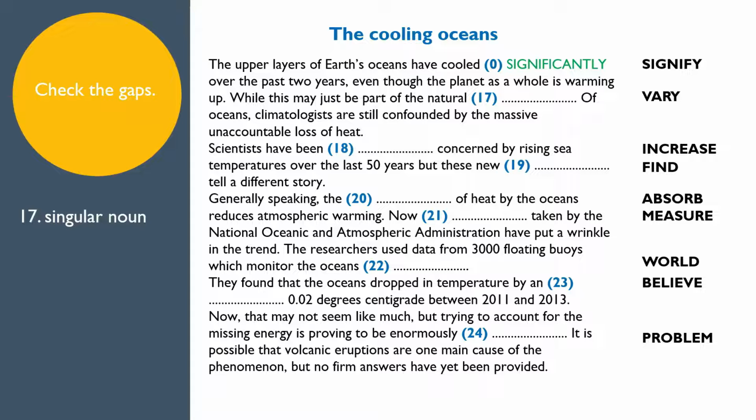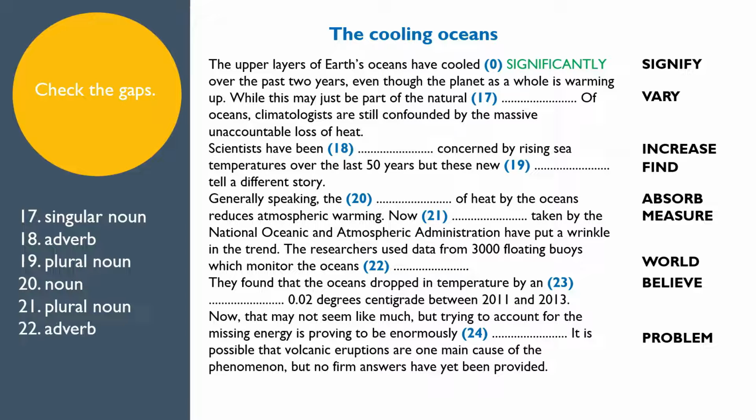So 17, we need a singular noun. 18, an adverb. 19 is a plural noun. 20 is a noun. 21, another plural noun. 22, an adverb. 23, an adjective. And 24, another adjective. Now you've done this, pause the video again and use the word at the end of the line to form the word you need. Off you go.